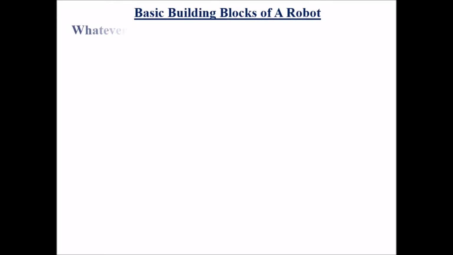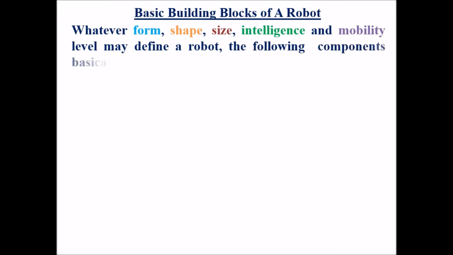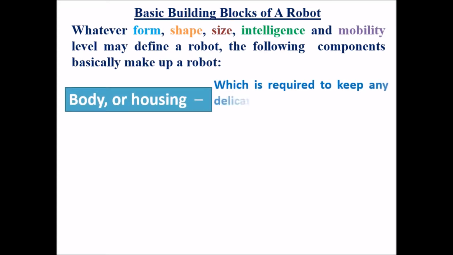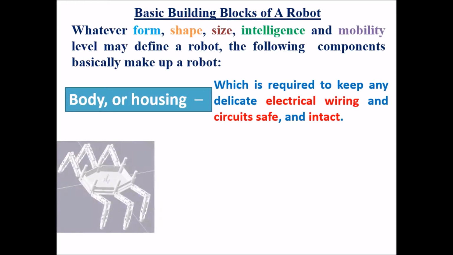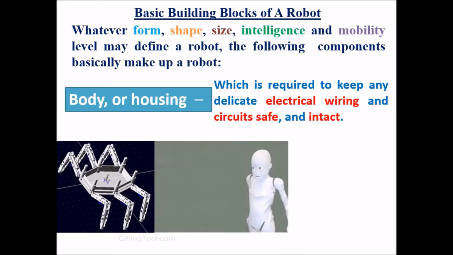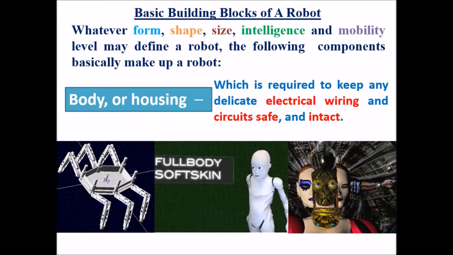Basic building blocks of a robot. Whatever form, shape, size, intelligence and mobility level may define a robot, the following components basically make up the robot. Body, or housing, which is required to keep any delicate electrical wiring and circuits safe and intact. The last image shows how the intricate wiring and electrical circuits are protected inside the head housing, just like our skin and rib cage protecting our veins and vital organs.